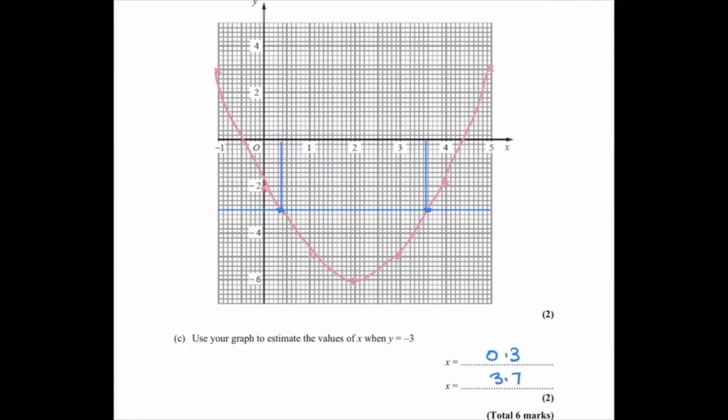Now, they do allow a slight range because you have to remember, if this is being drawn freehand, then yours might not look exactly like mine, and therefore our results may differ slightly. So if you've had an answer between 0.2 and 0.4, that would be acceptable, and 3.6 to 3.8 would be acceptable.